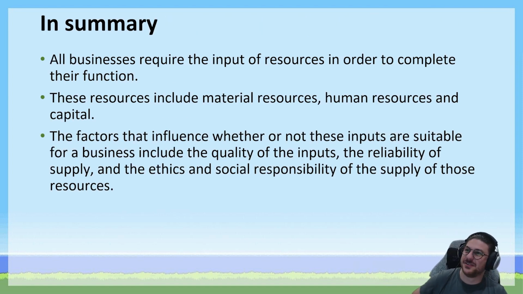In summary for this key knowledge point, all businesses require resources. They all need inputs to do their jobs. They all need inputs that they can turn into outputs, because if they don't have inputs, they have nothing to sell to the customer. The resources include material resources, human resources, and capital resources. The factors that influence whether or not these inputs are suitable for a business include quality, reliability of supply, social responsibility, and generally speaking, whether they're affordable or whether they're going to help you meet your business objectives.